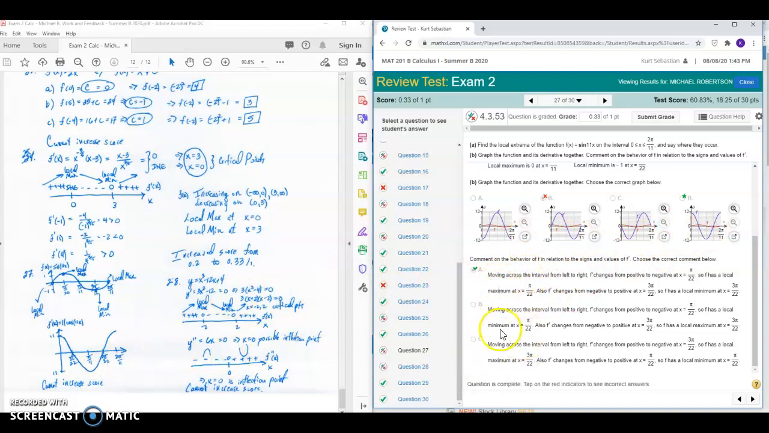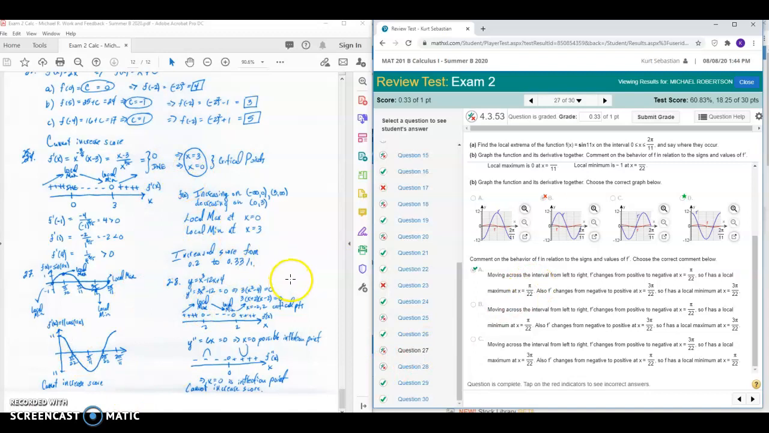And then part A, the third part of this is just understanding as you move from left to right what the derivative does. So as moving from left to right, the derivative changes from positive to negative, and then from negative to positive. So we're talking about A here. Okay?